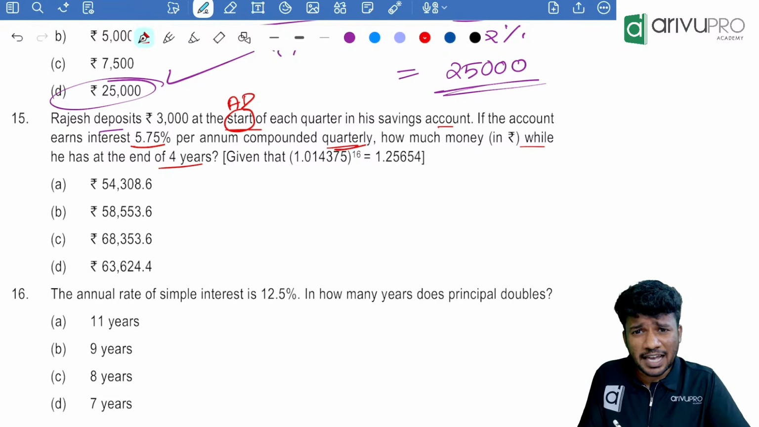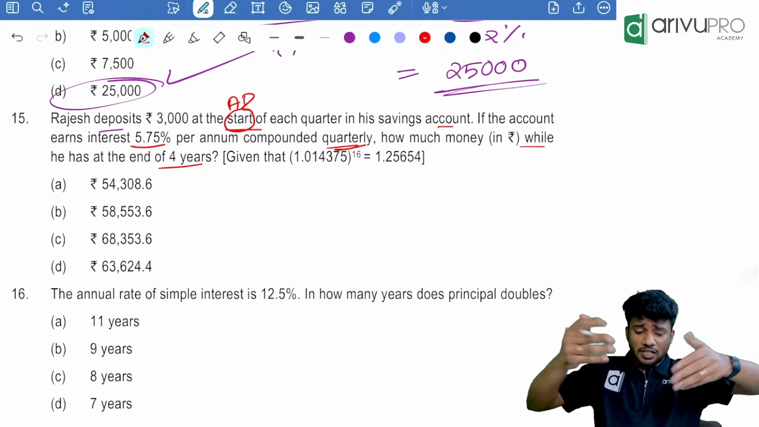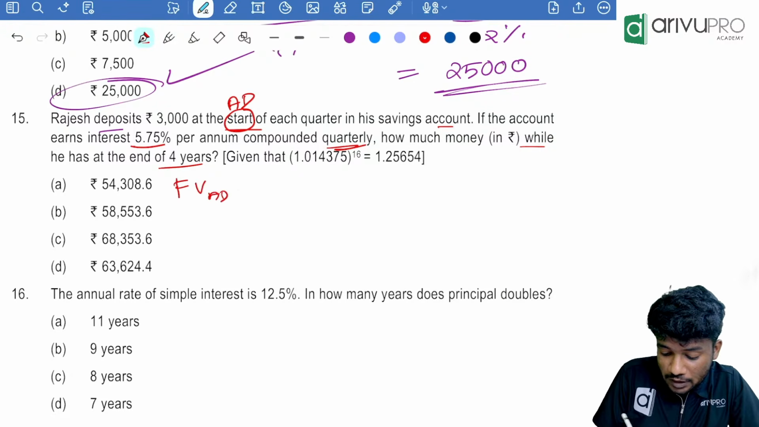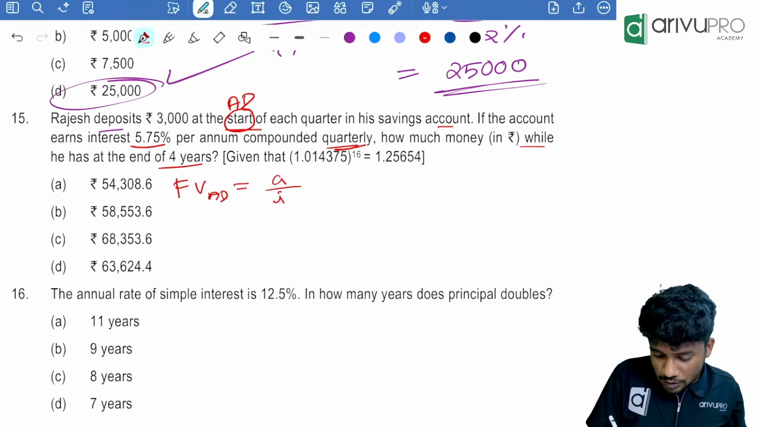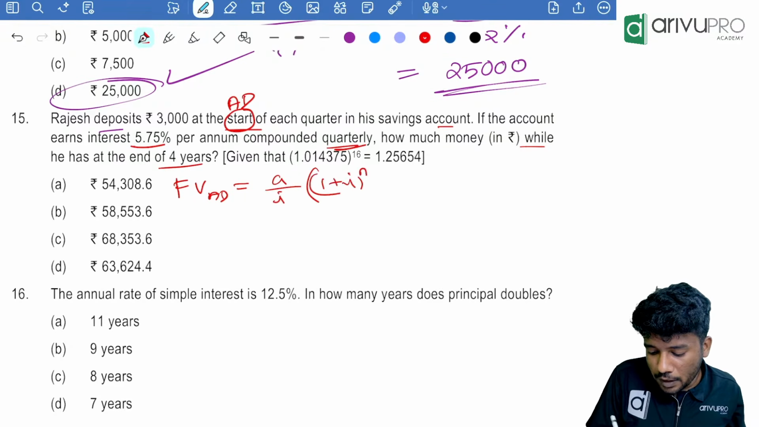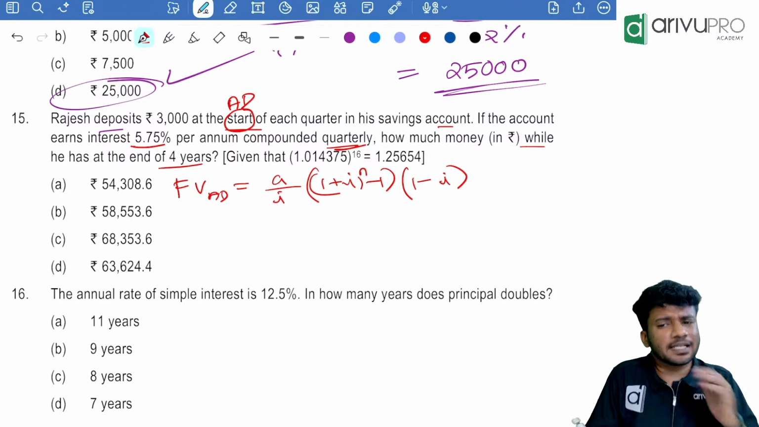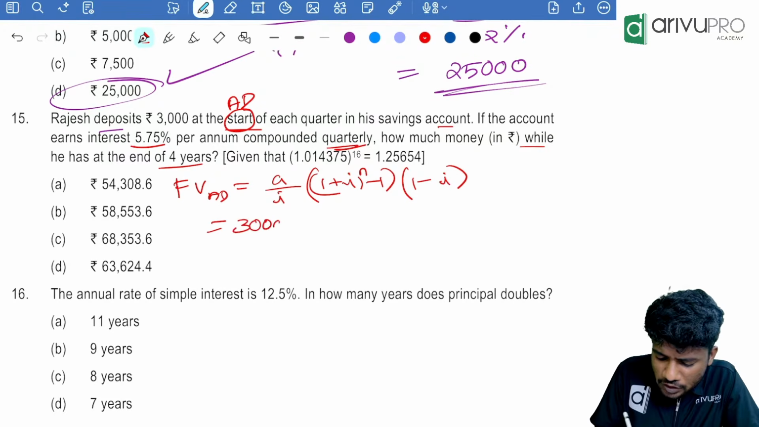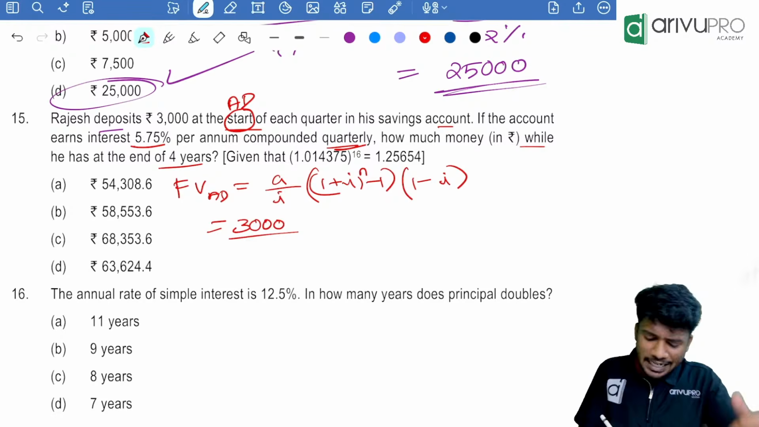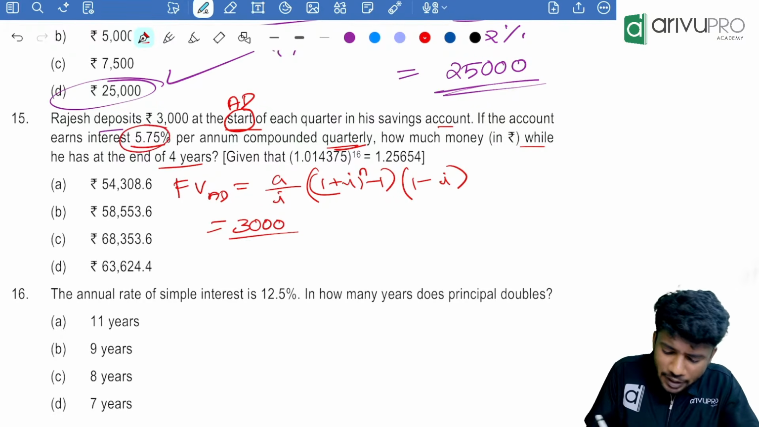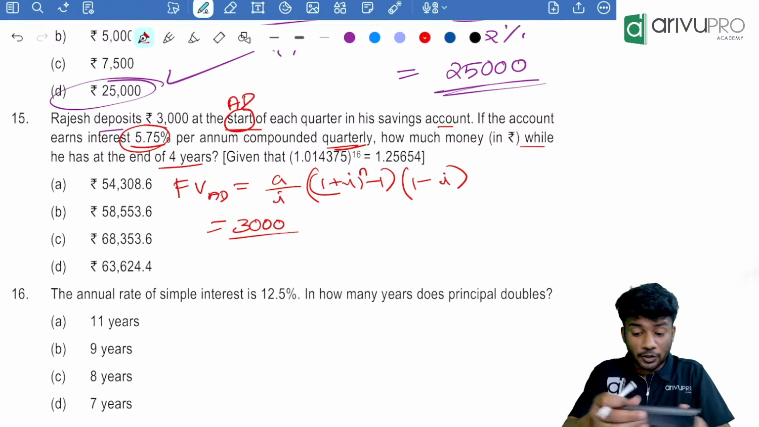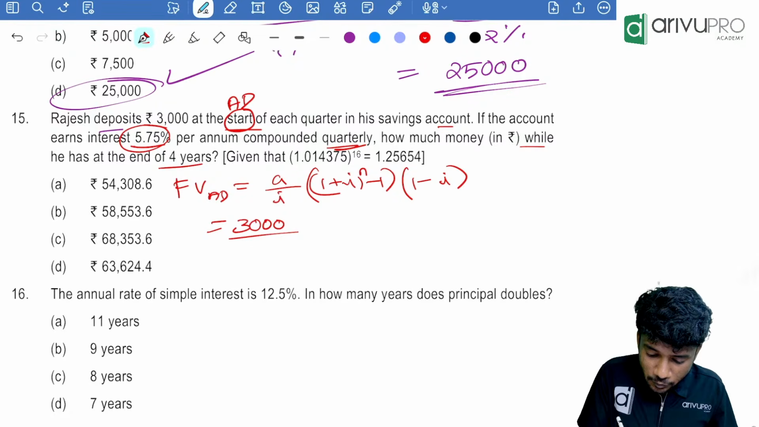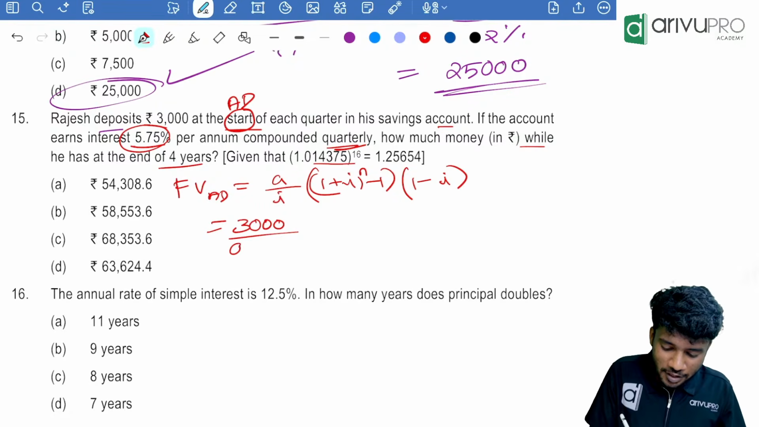Since it is annuity due and we are talking about accumulation, how much he is going to get after 4 years, we are talking about the future value of annuity due. That is A by I into (1 plus I) the whole power n minus 1, into (1 plus I). Now substitute the values. A is 3,000, the amount you are investing regularly, divided by I, which is 5.75 divided by 400 since it is quarterly.